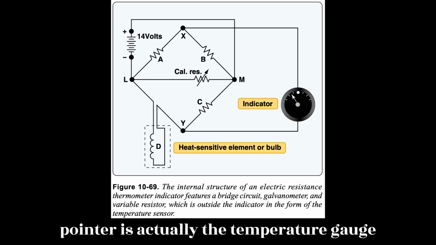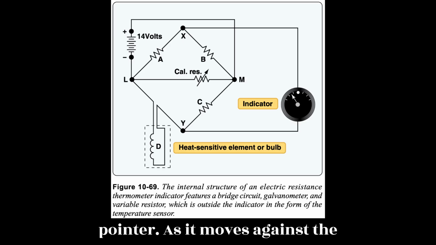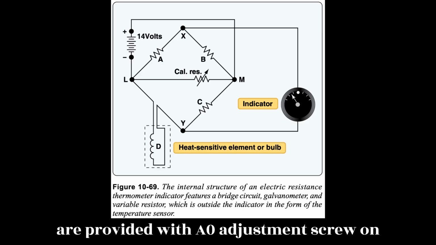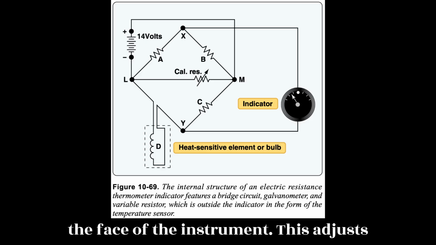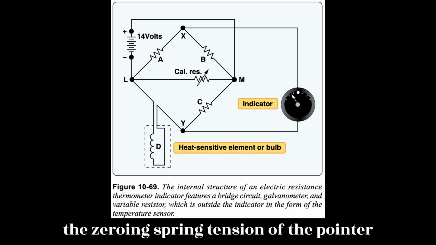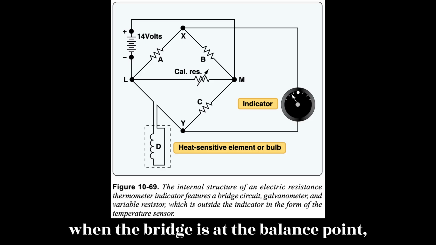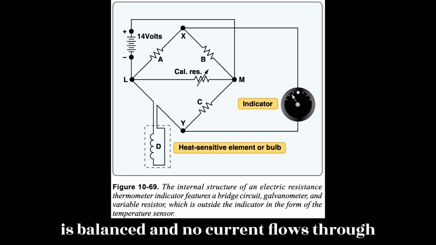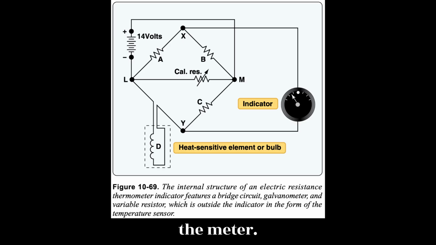The galvanometer pointer is actually the temperature gauge pointer. As it moves against the dial face calibrated in degrees, it indicates temperature. Many indicators are provided with a zero adjustment screw on the face of the instrument. This adjusts the zeroing spring tension of the pointer when the bridge is at the balance point, the position at which the bridge circuit is balanced and no current flows through the meter.